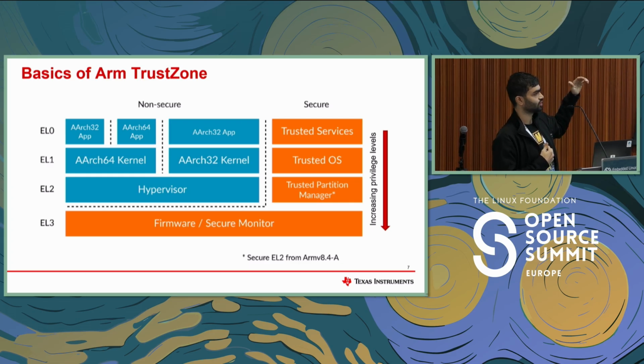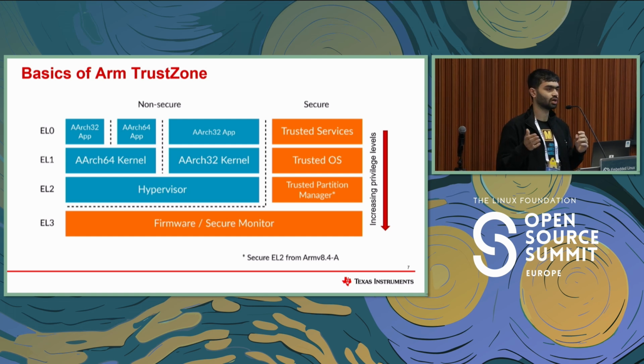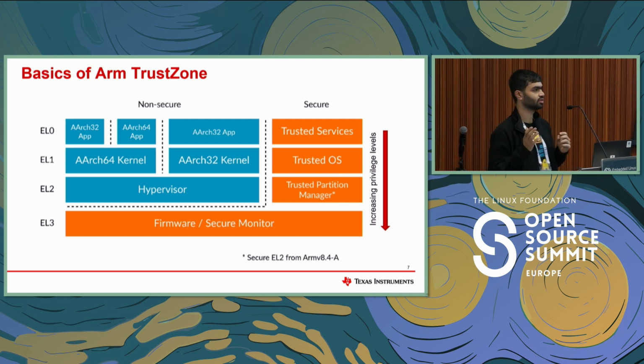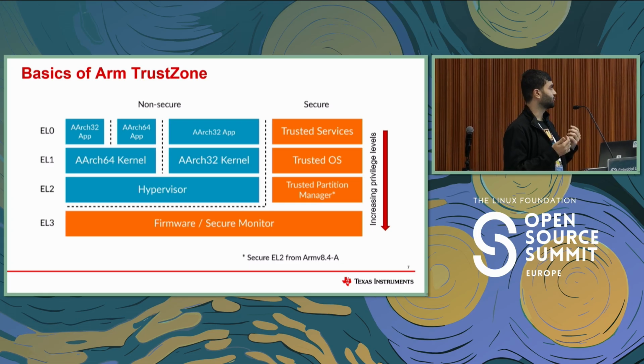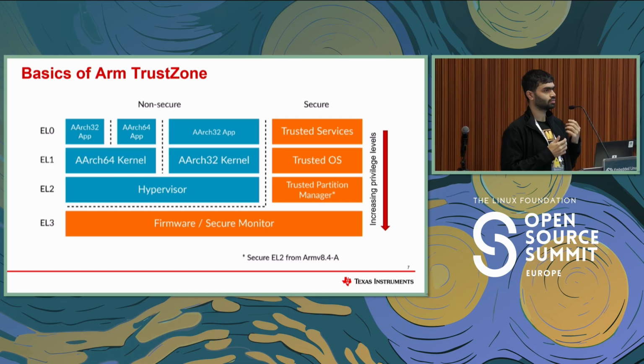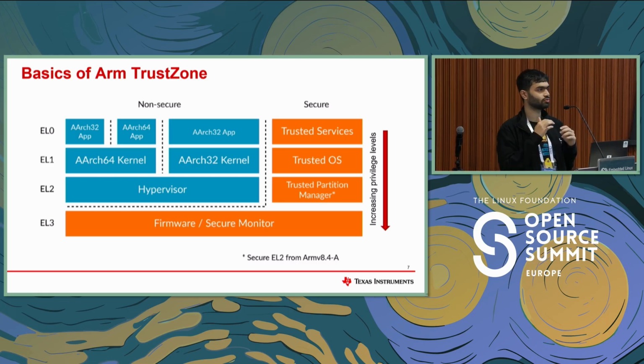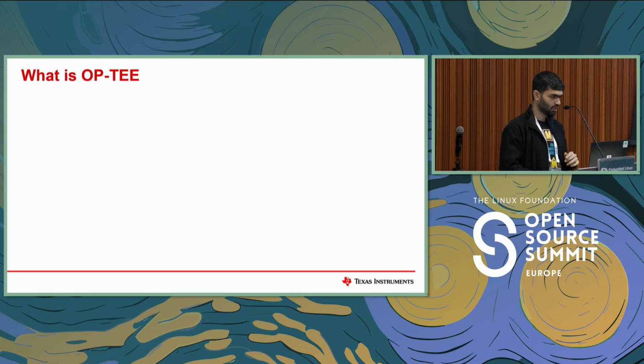Then we have a trusted OS. That's where OPTEE comes in. There are other secure operating systems also available, like TrustZone and more. But we'll be covering OPTEE today. And on top of that, you again have a similar concept of user space on the OPTEE side, so on the secure world side.